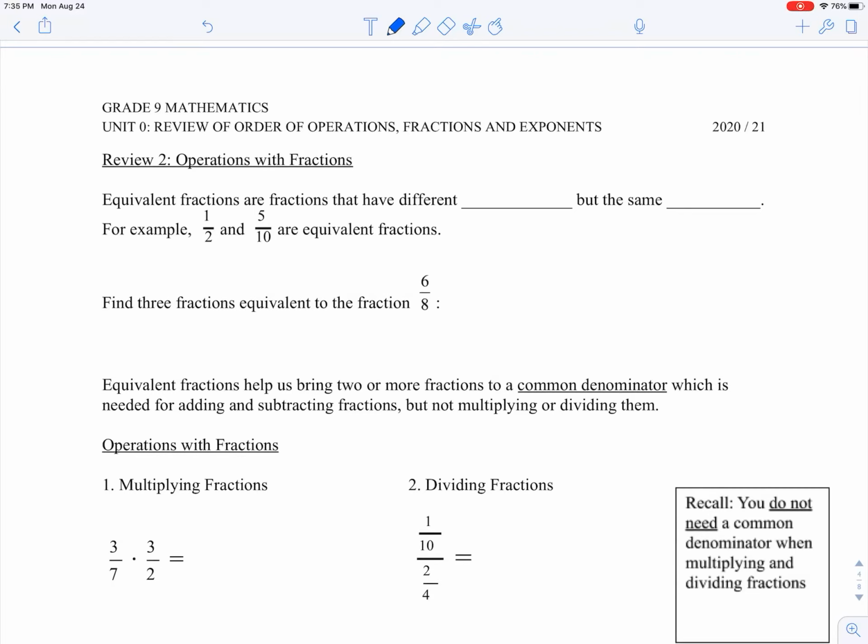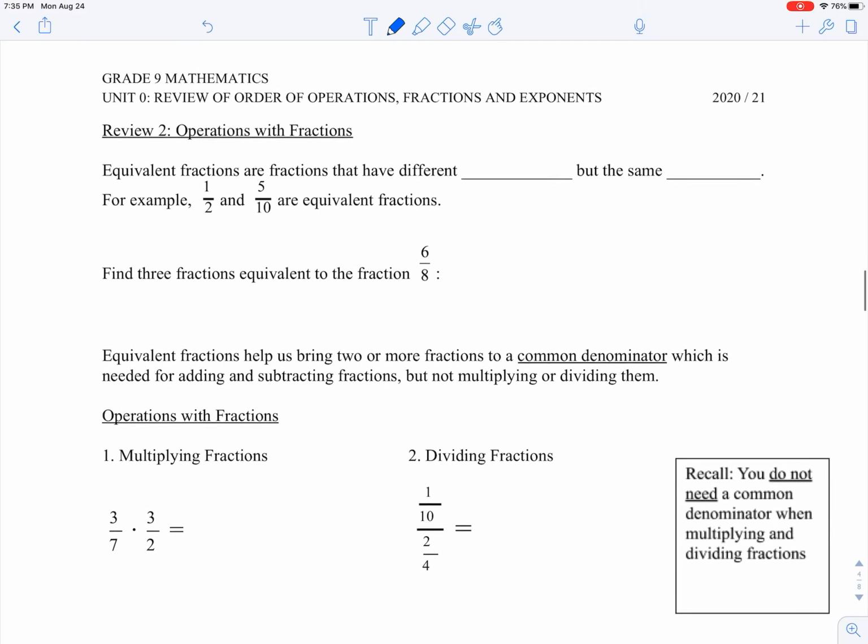Welcome to review lesson 2 for grade 9 math. We're going to be working with operations with fractions.